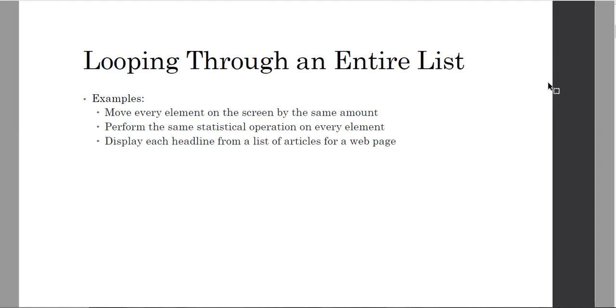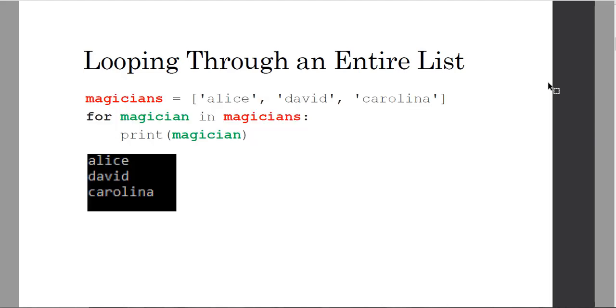So why would we want to loop through an entire list? Why would we want to perform the same action on every list item? For example, we could move every element on the screen by the same amount. We could perform the same statistical operation on every element, or we could display each headline from a list of articles for a web page.